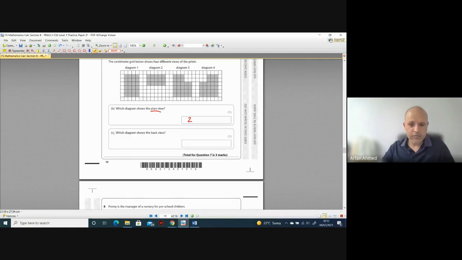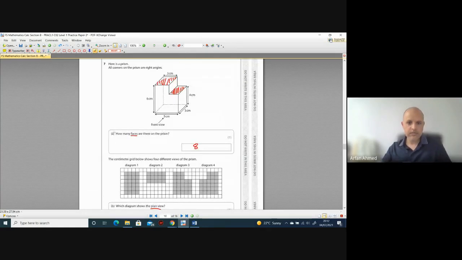Then it says, which diagram shows the back view? Well, if that's the front view there, the back view is the opposite of the front. So if you're standing here, what does it look like? Well, you're going to see an L shape similar to the front view, but it's going to be flipped.